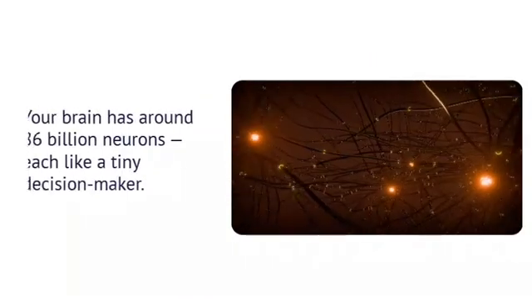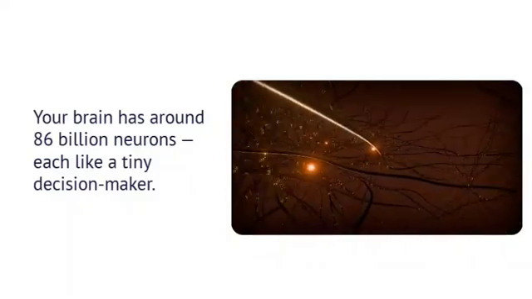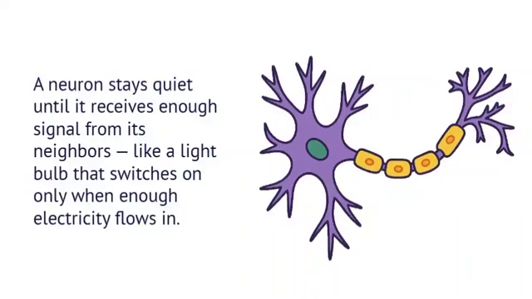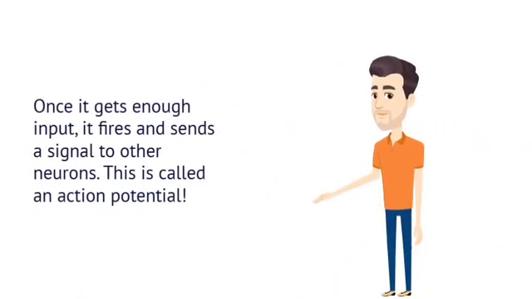Your brain has around 86 billion neurons, each like a tiny decision maker. A neuron stays quiet until it receives enough signal from its neighbors, like a light bulb that switches on only when enough electricity flows in. Once it gets enough input, it fires and sends a signal to other neurons. This is called an action potential.